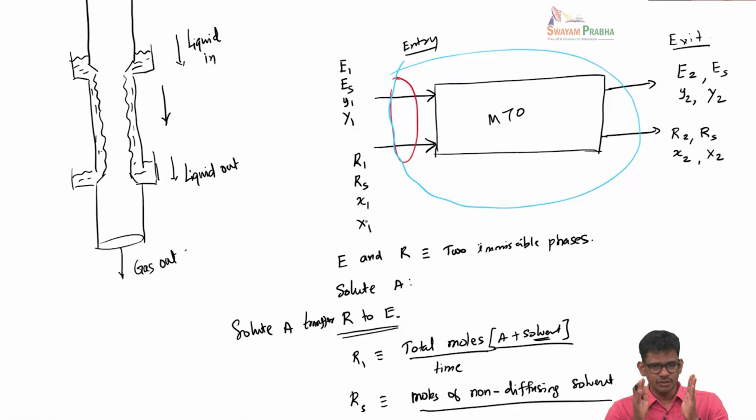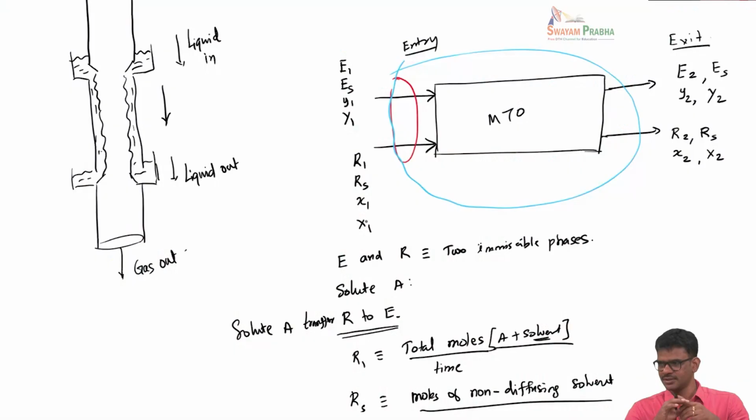Again, R1 is the total molar flow rate including the solute and the solvent, and you are comparing these quantities at the entry and exit. Solvent molar flow rate will remain the same because that is not diffusing, so whatever comes in will go out. It is more like inert material. But the solute is transferring, right? So you have to understand the molar quantities of the solute at the inlet and at the outlet. With this information, what can you say about R1 and R2? Will they be equal? Which one will be more or less?